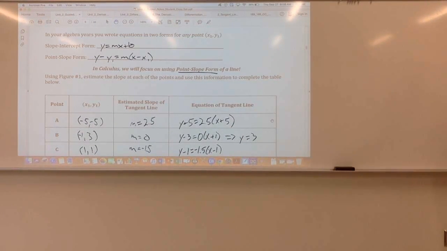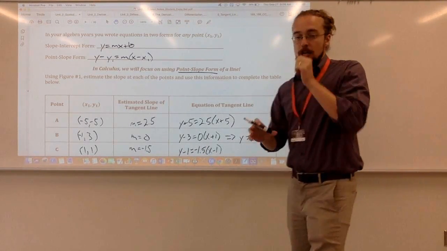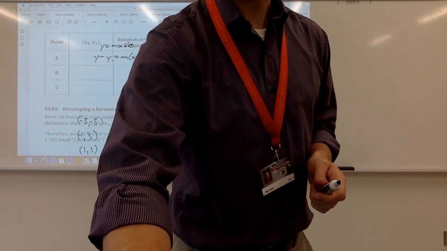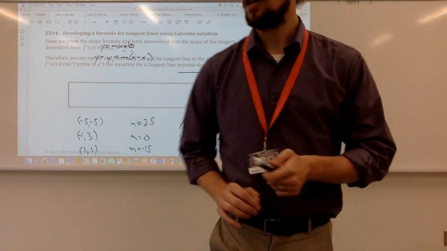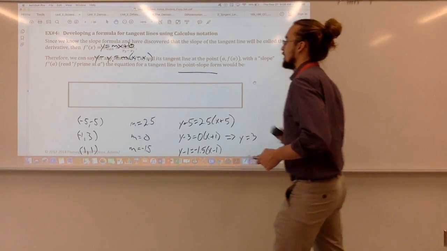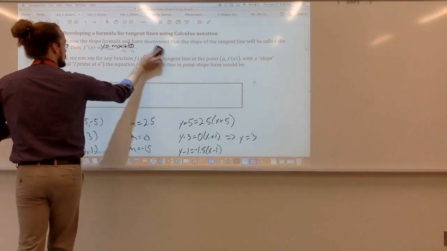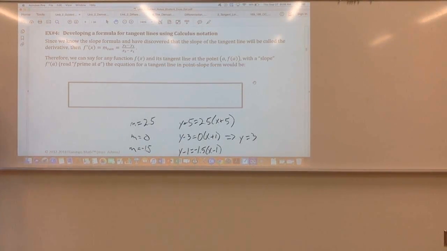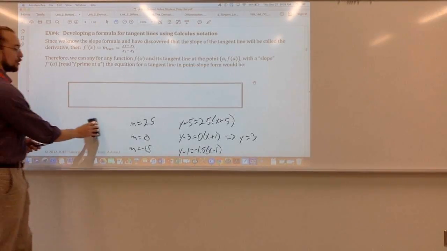Okay, so to write the equation of a line, we need the slope, we need the y-intercept. So once we have an equation of a tangent line, we can use that to estimate other values that are really, really close on our curve.